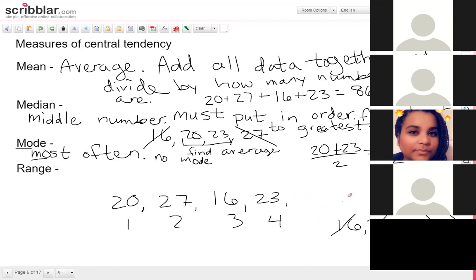So then the last is not a measure of central tendency, but it's still used a lot, so I included it. And it's called the range or the spread. It's just the highest number minus the lowest. You want to find out how far apart everything is. So for our data, the highest is 27 and the lowest is 16. And we just subtract those two numbers.